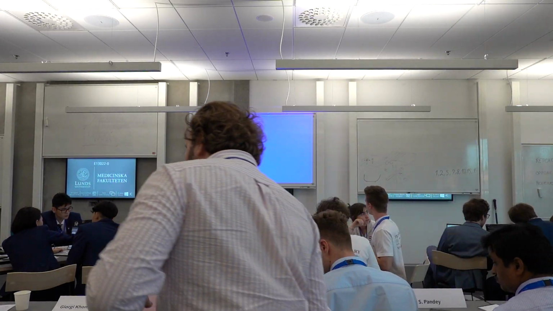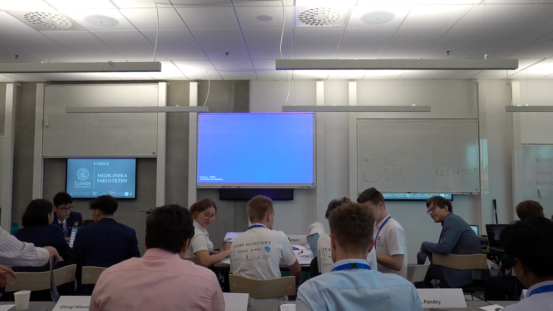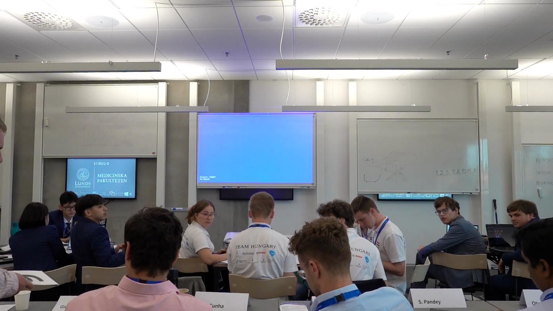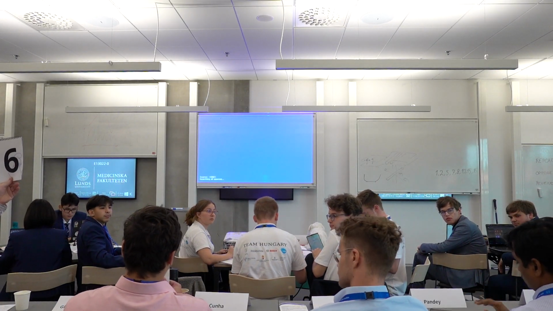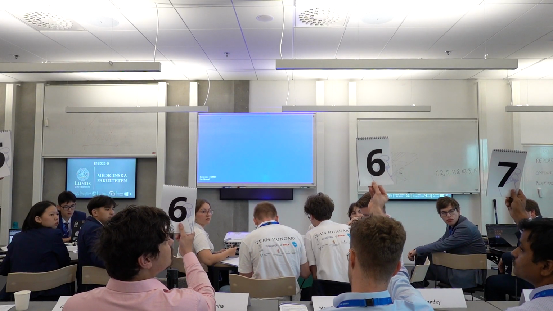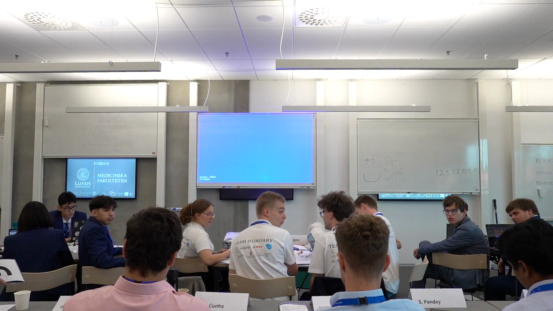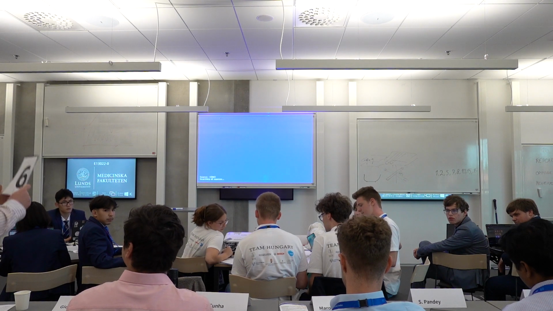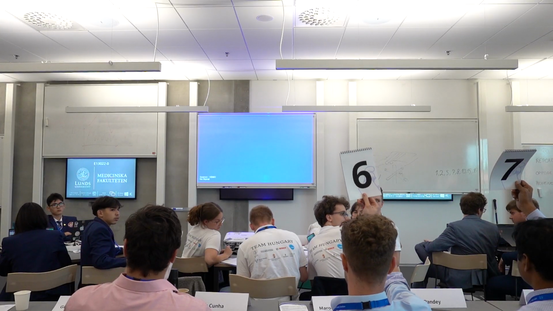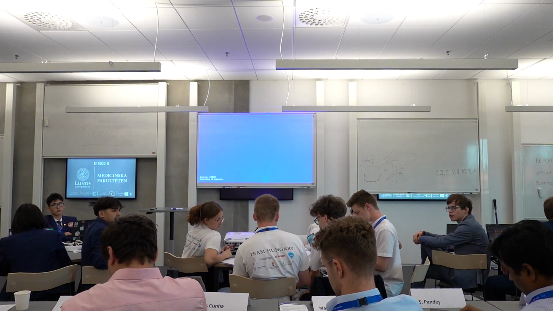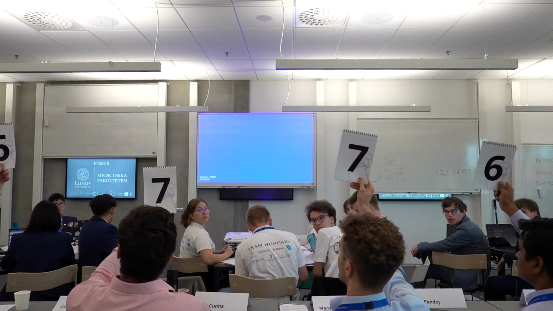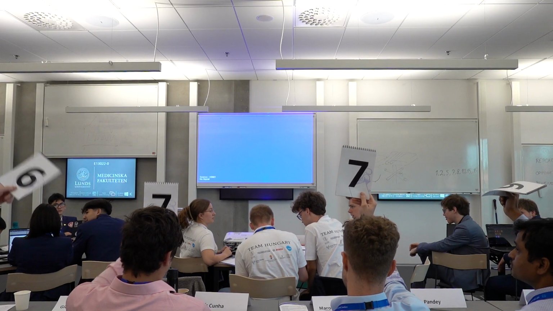So yeah, let's move on to grading. First, let's grade the reporter. It is 6, 6, 6, 7, and 8. The opponent: 6, 6, 6, 7, and 7. And the reviewer: 6, 7, 7, 6, and 6.